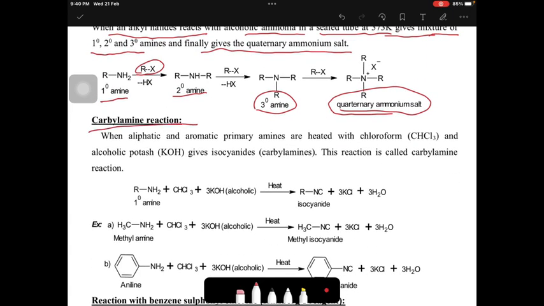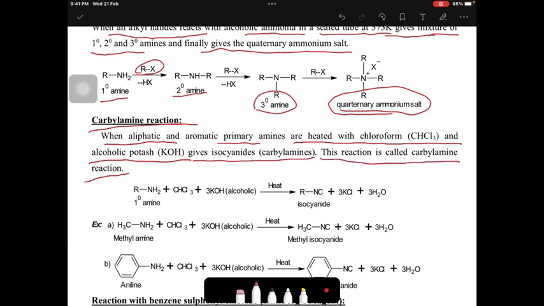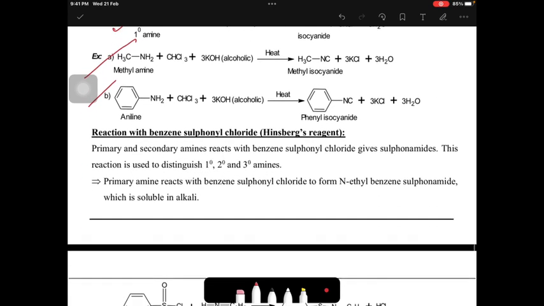Carbylamine reaction. When aliphatic and aromatic primary amines are heated with chloroform and alcoholic potash, they give isocyanide. This reaction is called the carbylamine reaction. General equation, example 1 and 2.